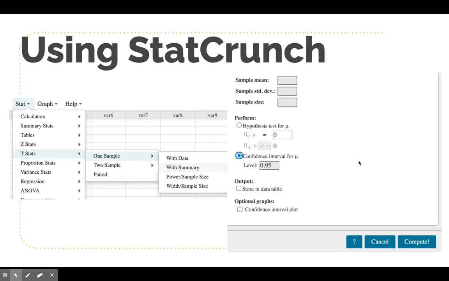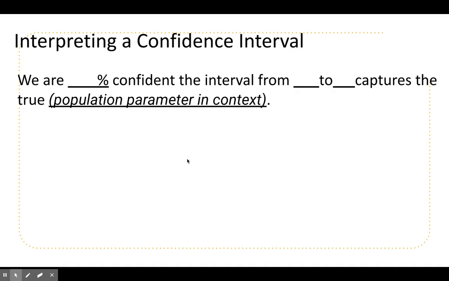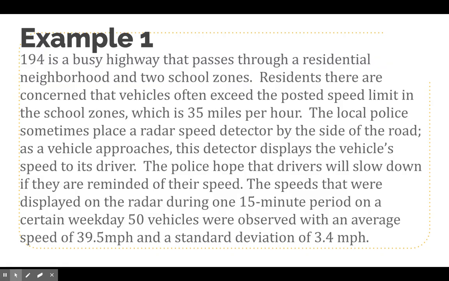Okay, so when you're using StatCrunch to get your confidence interval, it's going to look really similar to proportions. The only difference is instead of going to proportion stats, you'll be going to t-stats. We're still looking at one sample, and then typically you're going to select with summary. I am going to show you an example of one where you do it with data. Okay, and the interpretation is not going to change. We're still going to be saying we are blank percent confident that the interval from blank to blank captures the true mean or whatever we're looking at.